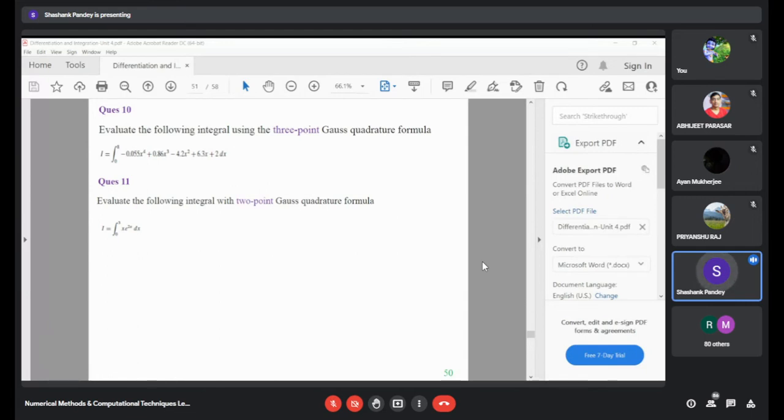Okay, so you try these problems and you can solve these two problems using the similar approach which we followed in the last example. You try it on your own.